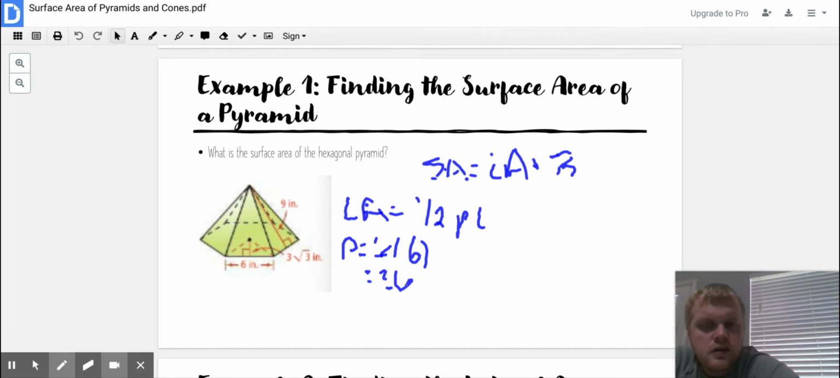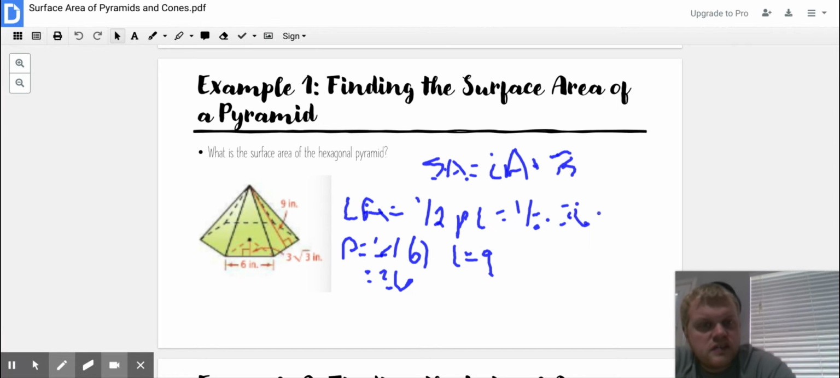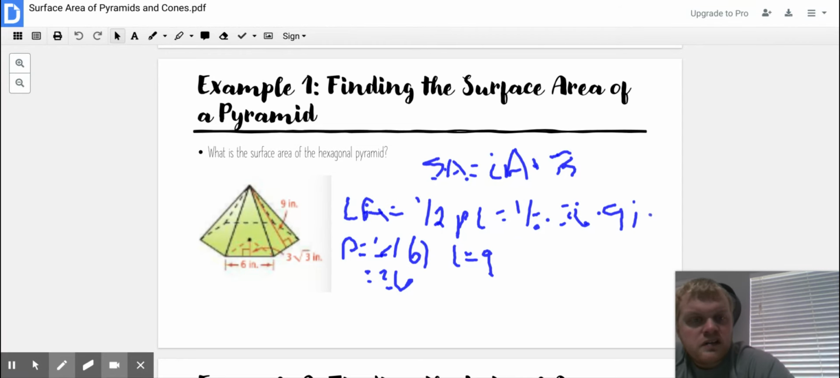So there's our P. The L is our slant height. Looking at the lateral faces, going from the vertex to the base of our triangles, it should be perpendicular. And as I see there, they do give us the slant height. That's that 9 inches right there. So our L is 9. To find our LA, it's just going to be 1/2 times 36 times 9. So 1/2 times 36 times 9, that should give us 18 times 9, which is 162. So our LA is 162.